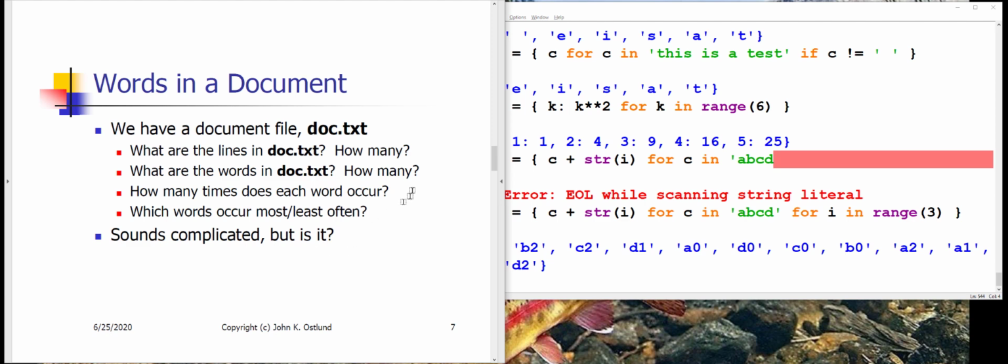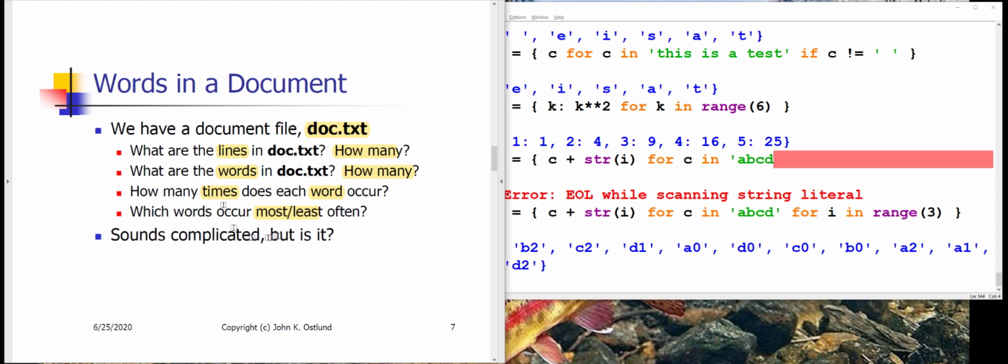So let's imagine, to illustrate this idea, that we have a document, and it's called doc.txt. And we might want a whole lot of information about what's in this document. We might want to know what are the lines in the document and how many lines are there. What are the words in the document and how many words are there. How often does each word occur? That is, what is the frequency of occurrence of each word? Which words occur the most often? Which words occur the least often?